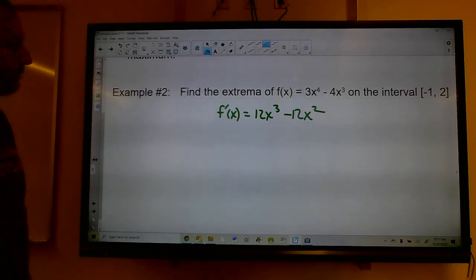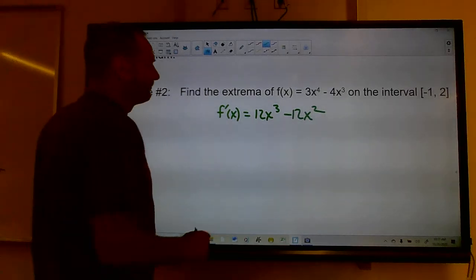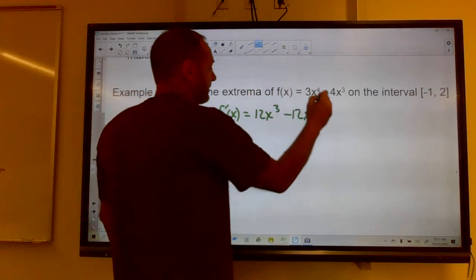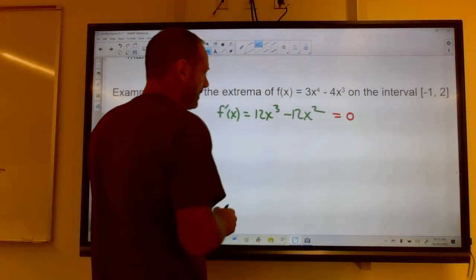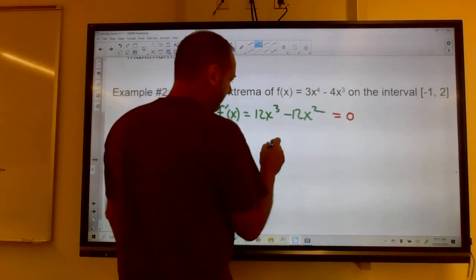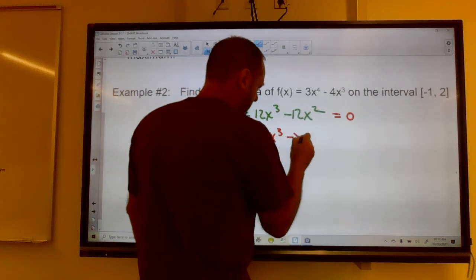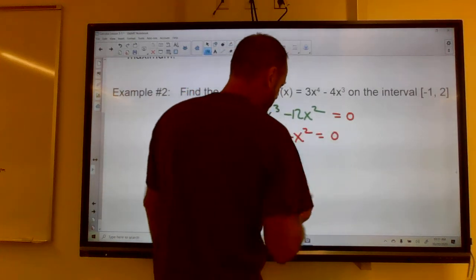Okay, so we want to find out when this thing is equal to 0. So we're going to go ahead and set it equal to 0. And we can take this whole thing and divide it by 12. So we get x cubed minus x squared is still 0.